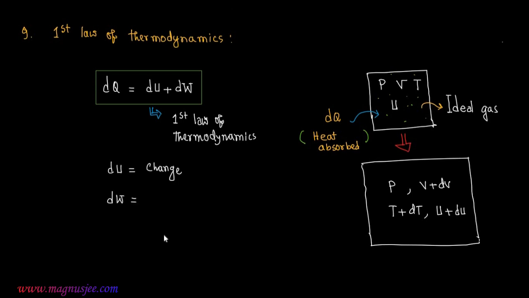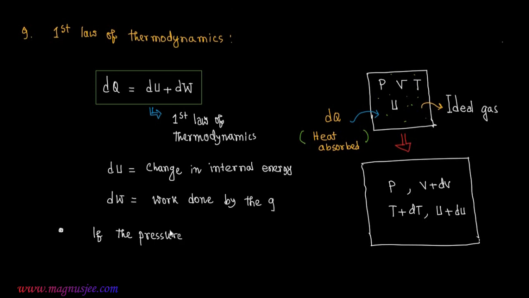dU is the change in internal energy, or increase in internal energy, if the gas absorbs dQ amount of heat energy. dU is the change in internal energy of the ideal gas. dW is the work done by the gas if it absorbs dQ amount of heat energy.